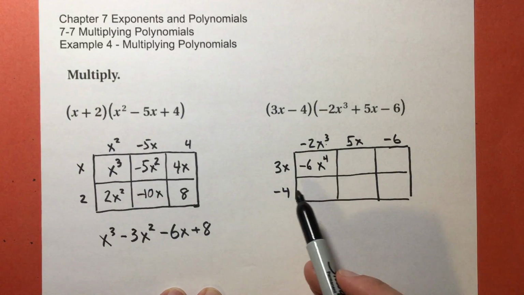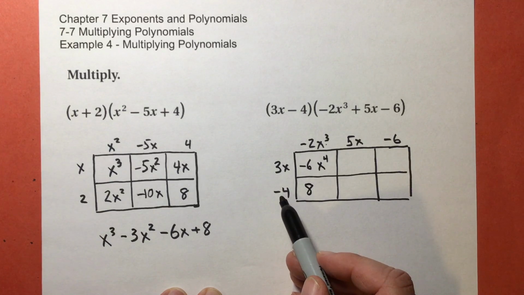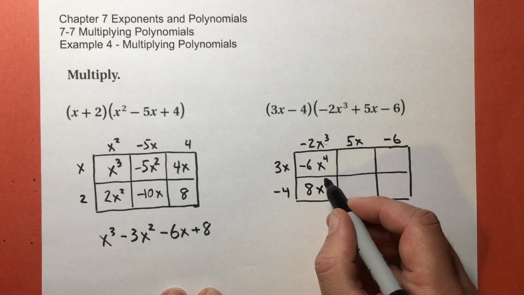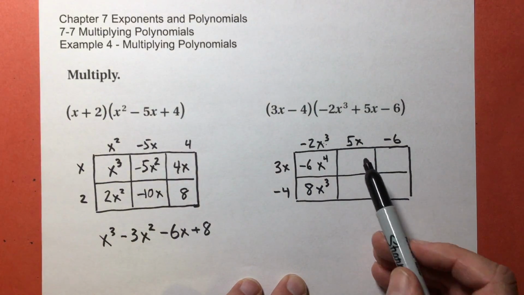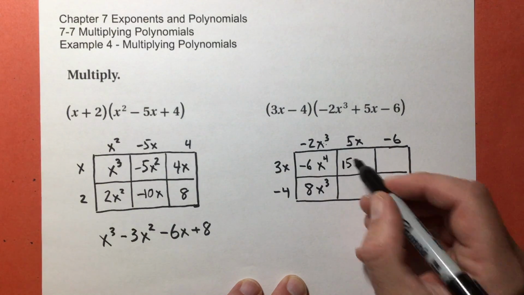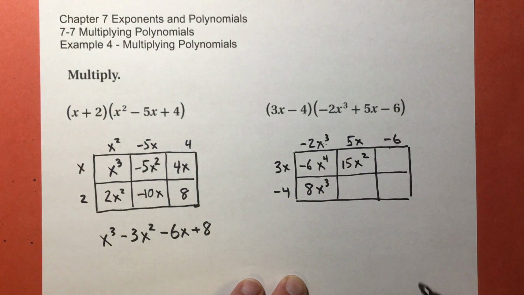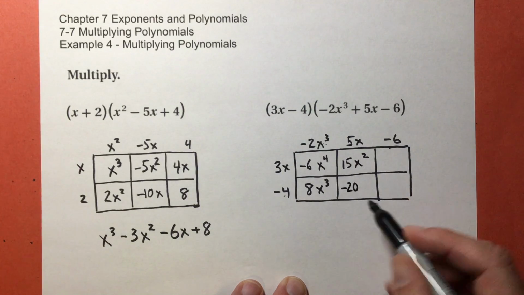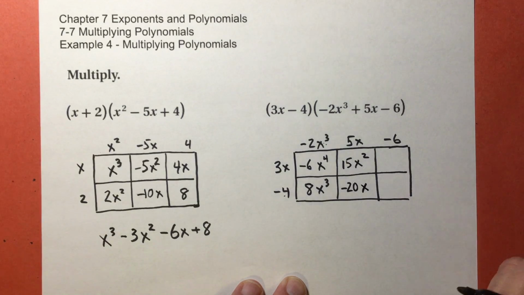I'm going to go down here this time. Negative 4 times negative 2 is positive 8. There's no x's here, so these x's, x to the third power, they stay x to the third power. In this box, I do 3 times 5, which is 15, and x times x, which is x to the second power. In this box, negative 4 times 5 is negative 20, and there's no x's here, but there is one here, so I just do times x.